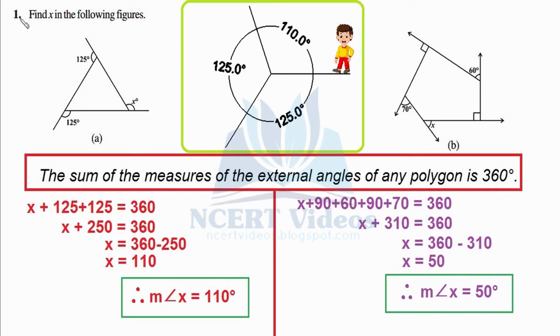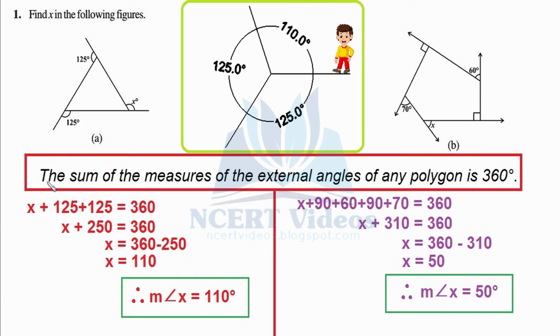Mathematics class 8th, chapter 3rd, exercise 3.2, question number 1st. Find x in the following figures. We have two figures, A part and B part, and we have to find the value of angle x in both these parts. Prior to diving into solving this question, let's revisit the concept that we have learned in this exercise.